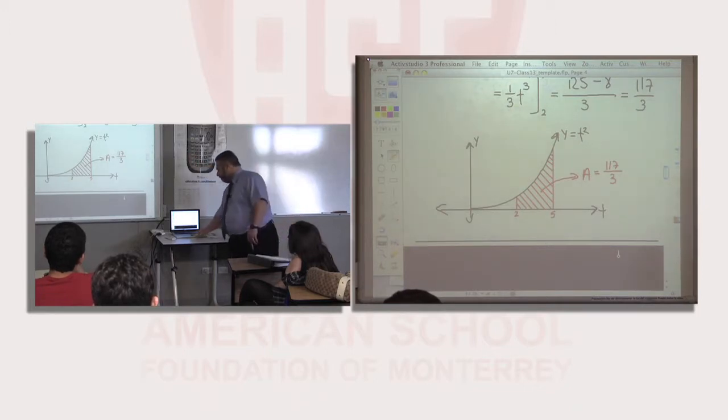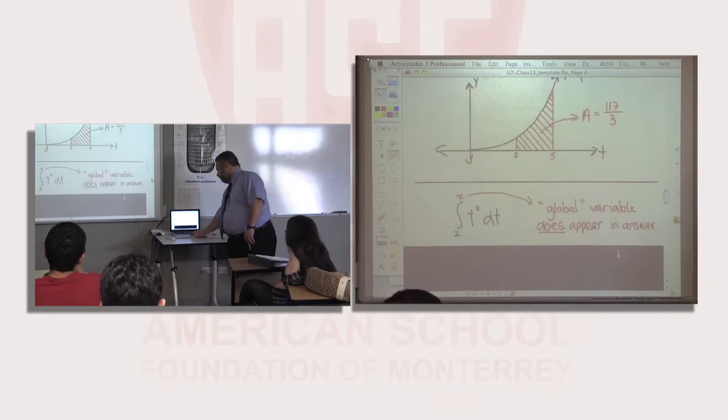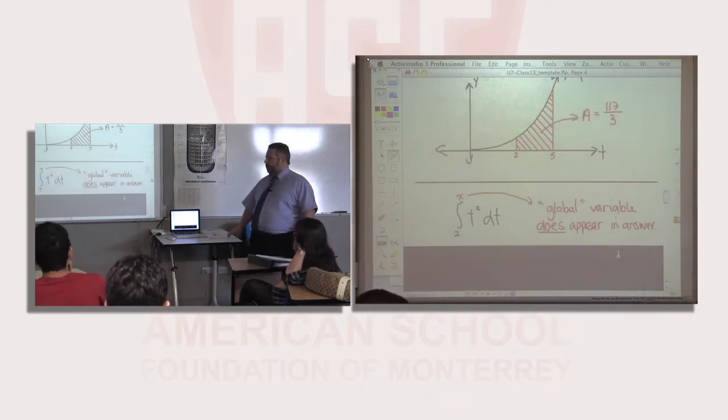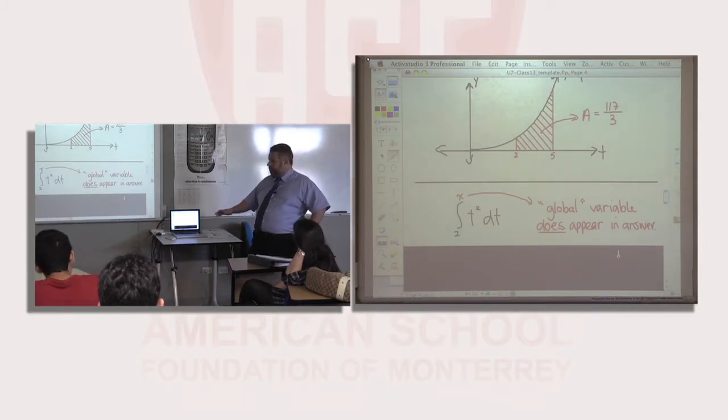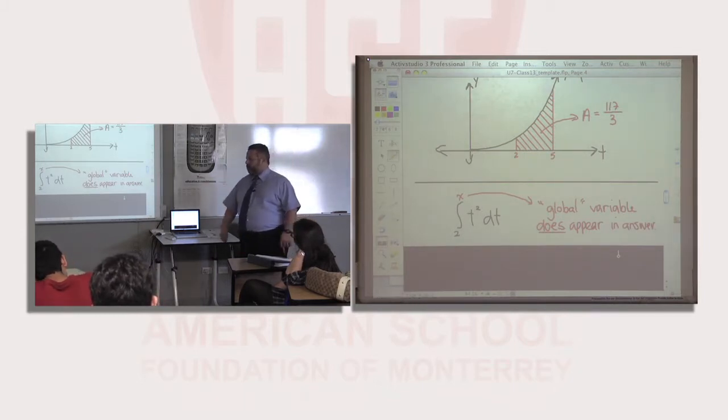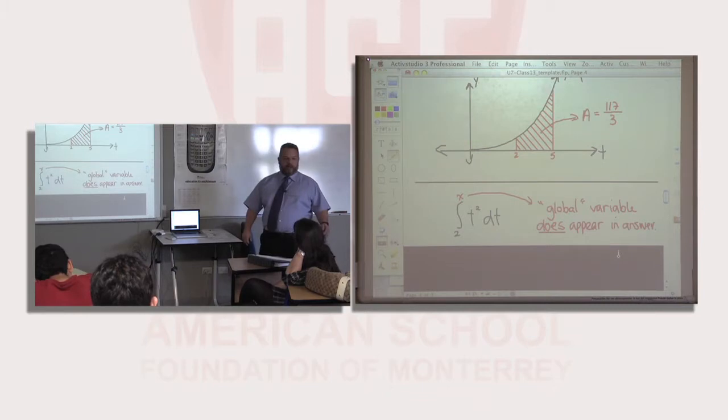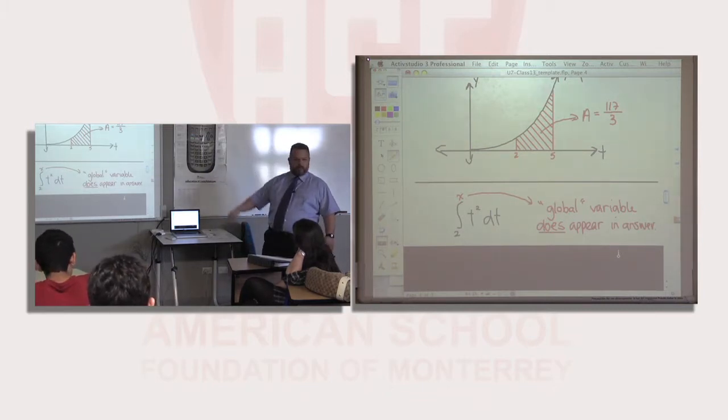Now let's think of this one. The integral from 2 to x. Well, this is a different kind of thing. Do you see that? This is going to have to be called a global variable because I'm going to get an x in my answer. Am I not? How would I actually solve this?